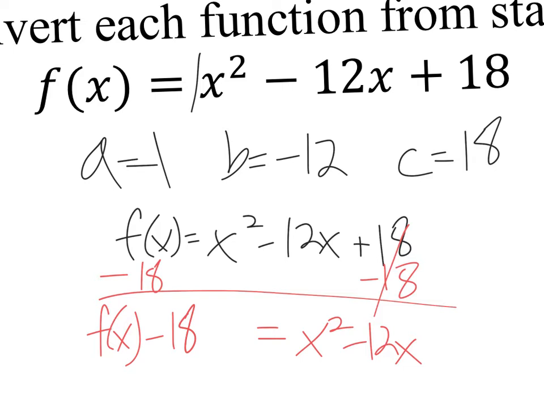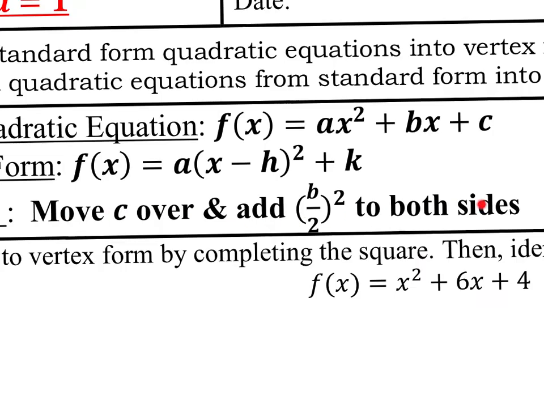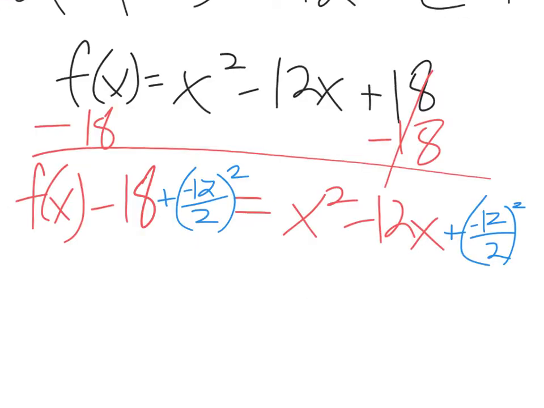Now what we're going to do is something called completing the square. You're going to take that b term, which is the term that's by the x, so that's the negative 12, and you're going to divide it by 2 and square it. That's what I meant when I said add b over 2 squared to both sides. Here you can see that I've added the b over 2 squared to both sides. The reason we have to add it to both sides is because the rules of algebra dictate that what you do to one side you must do to the other.